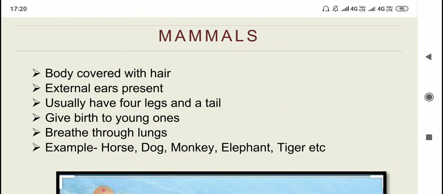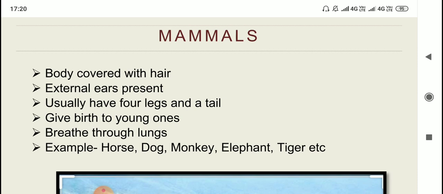First one, body covered with hair. All over the body we have hair. External ears are present, right? And usually have 4 legs and a tail. Not all, but most of them. Give birth to young ones.